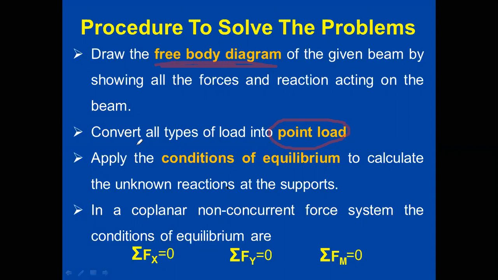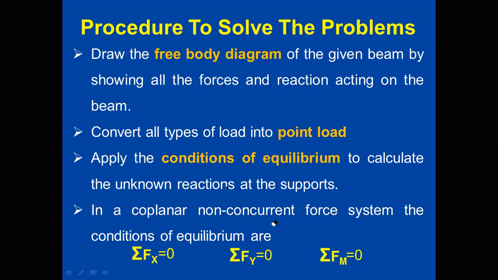If it is a concurrent force system, we can directly go for summation of Fx equal to 0 and Fy equal to 0, dealing only with the forces along the horizontal and vertical directions. But when it comes to a non-concurrent coplanar system, we have to use the equilibrium conditions including the moment. By using summation of Fx equal to 0, Fy equal to 0, and summation of moment equal to 0, we can easily solve for the unknowns present in a beam. So there are three things we have to remember while solving problems on beams.